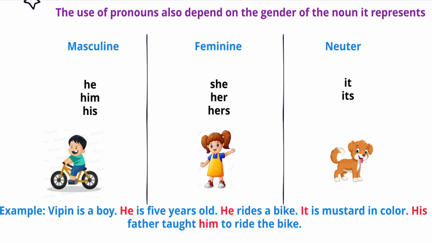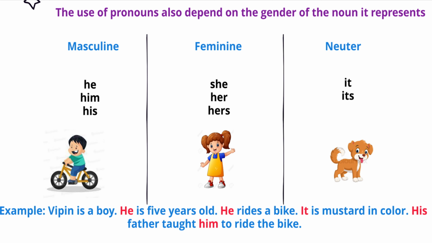Now let's see the masculine pronouns. In the picture, you can see a boy, he's riding his bicycle. So he is a boy. He is riding his bicycle, right? The second picture shows a girl. We can say that she is a girl.